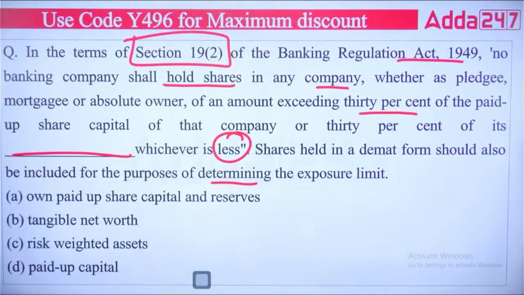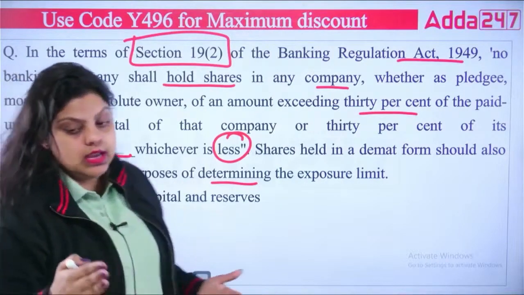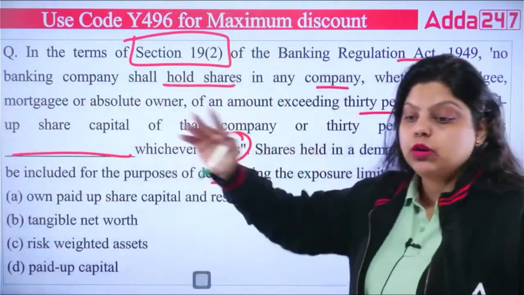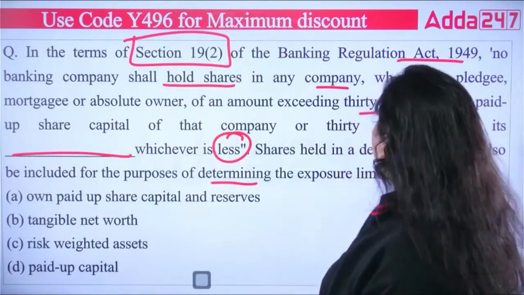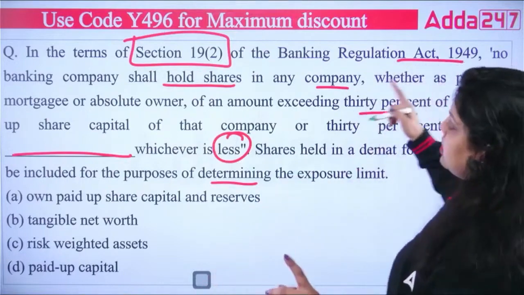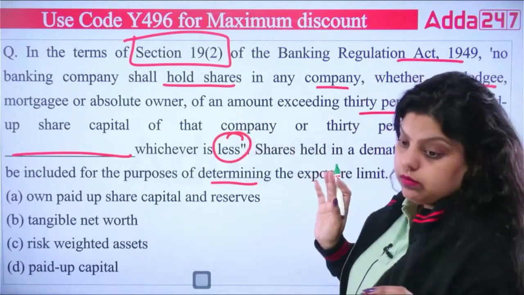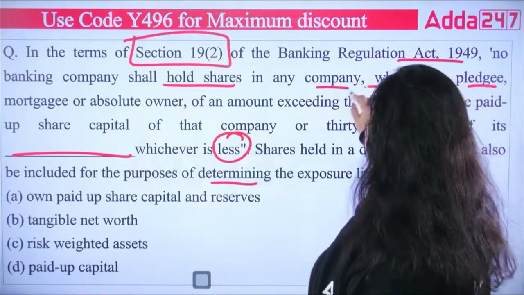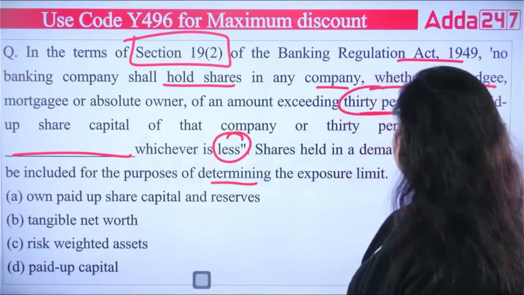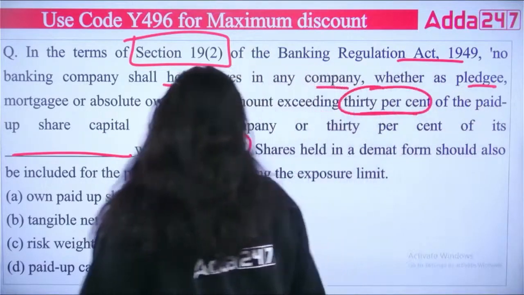Section 19(2) of the Banking Regulation Act 1949 says that no banking company shall hold shares in any company, and that's true. No bank can take the shareholding of any company. Like a bank cannot hold the shares of TCS or any other company. And whether as pledgee or mortgagee or absolute owner, you cannot own more than 30%. Up to 30% you can have, more than that is not allowed, of the paid up capital of the company, or 30% of what?